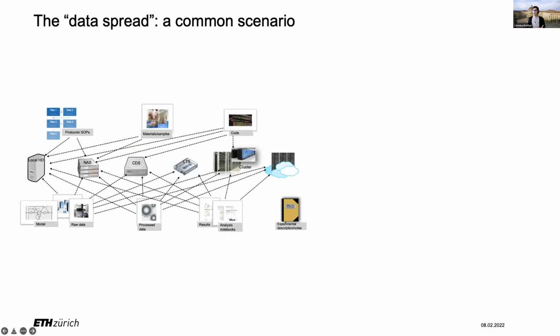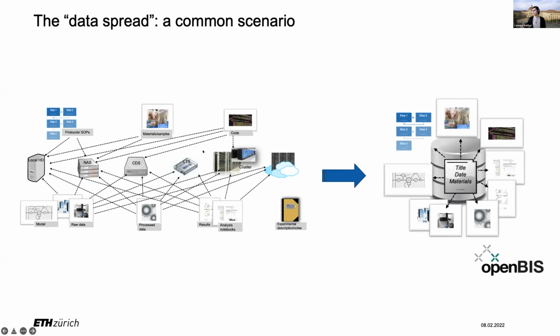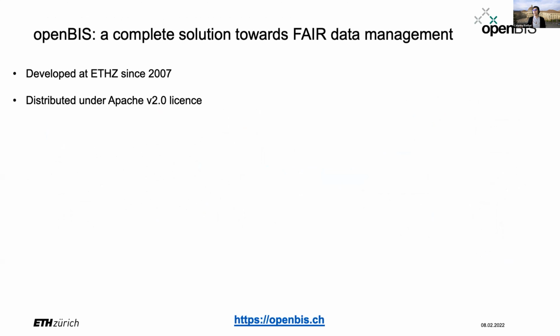And then still very often paper notebooks are used, and there is no connection between the experimental description and the digital data. So we want to go more towards a solution where you have everything in one place, and this is what we try to achieve with OpenBIS, which is the software we develop. OpenBIS has been developed at ETH since 2007, so it's been around for quite some time, and it is an open source software. It's distributed under the Apache v2 license.